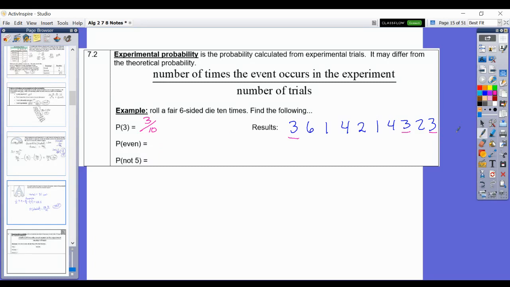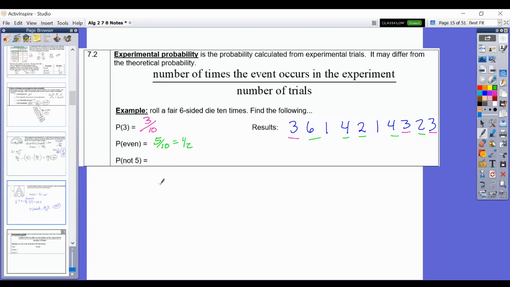What's the probability of getting an even number? So let's see, how many even numbers do I have? 1, 2, 3, 4, 5. Well, that's nice. 5 out of 10 is a half. That's probably going to be the same as its theoretical probability, because half of the numbers on a dice are even and half are odd.